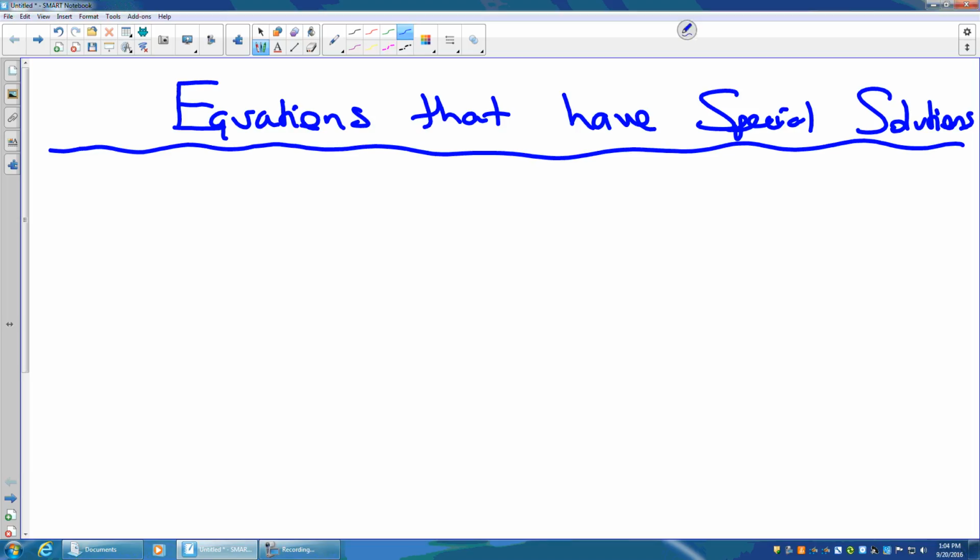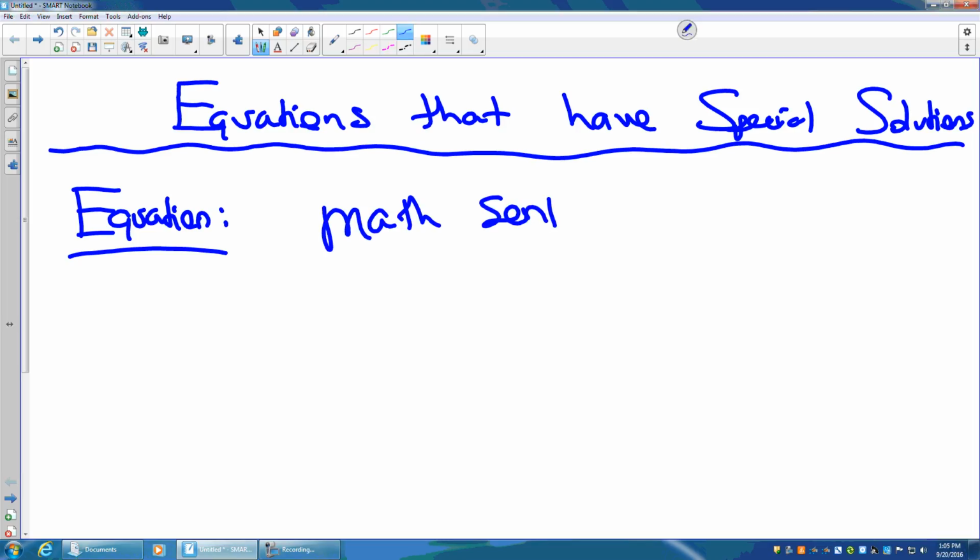Before I give you a couple examples, I want to go over some vocab that we've gone over in the past, but it's going to be super helpful for today. So first off, what is an equation? Well, that is a math sentence that has what with it? That's with an equal sign. So an equation is a math sentence with an equal sign.